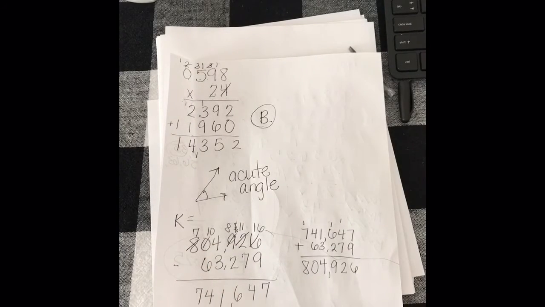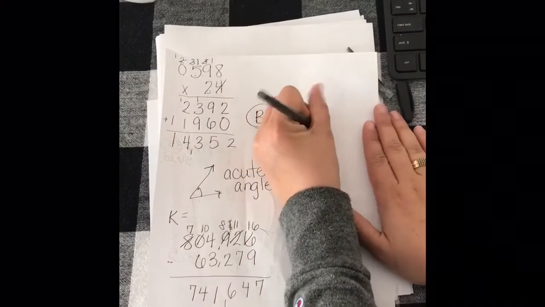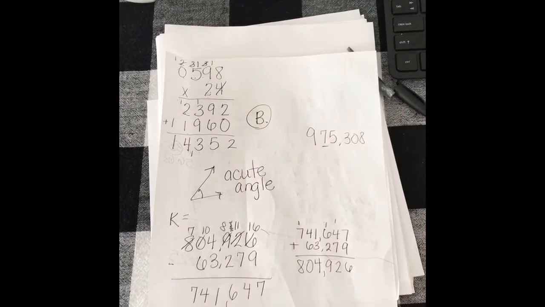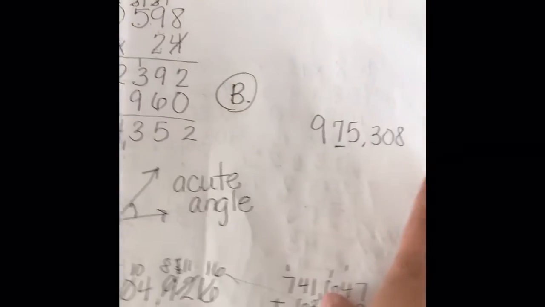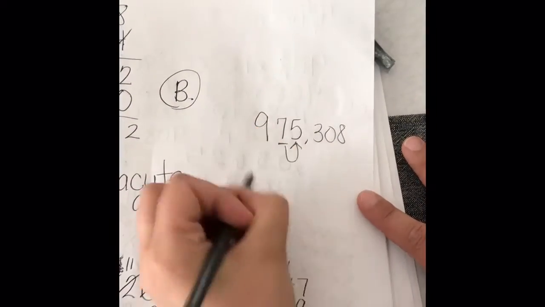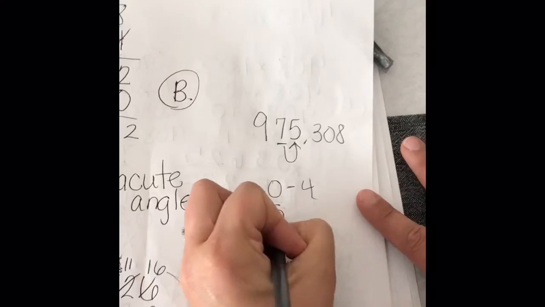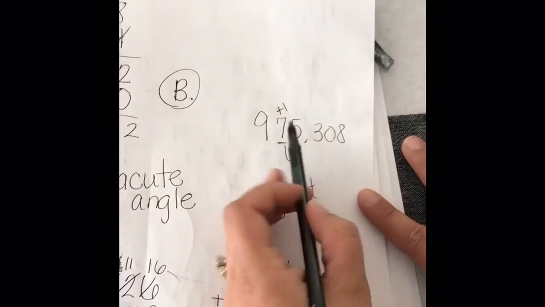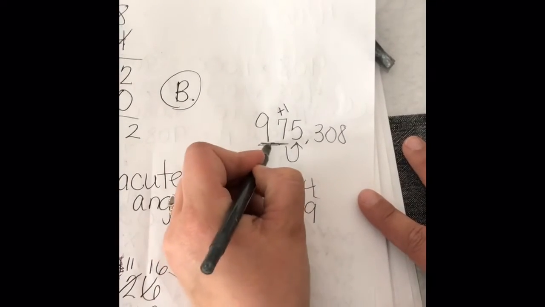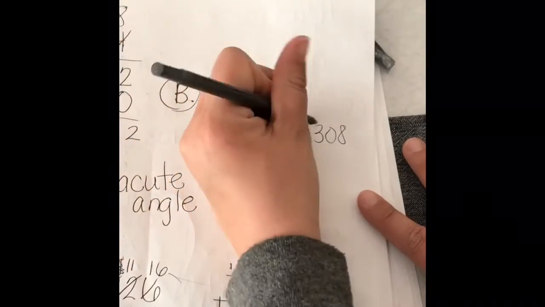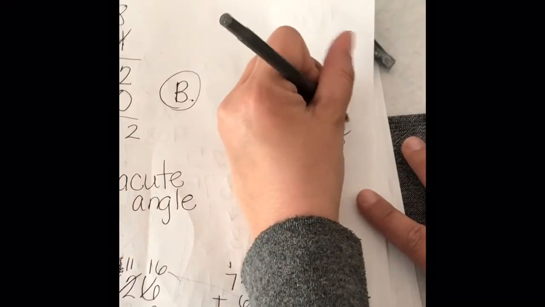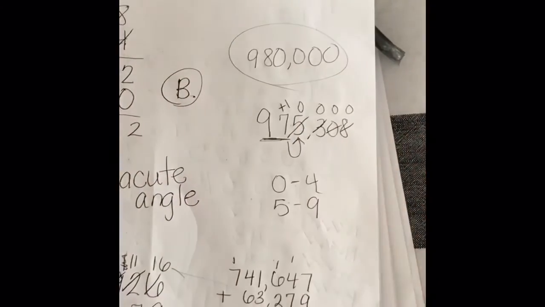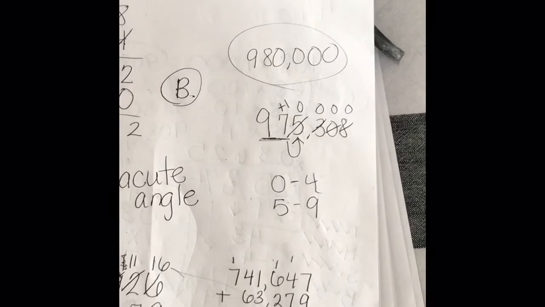Our last problem for today is round 975,308 to the nearest 10,000s place. So we underline our 10,000s place, and then we look to the right and we say the riddle: 0 to 4, stay on the floor, 5 to 9, climb the vine. Because it's a 5, we're going to add one more to that 10,000s place, and then the 900,000 stays the same. The ones after it all become zeros. So we know it's approximately 980,000. So that's our correct answer, rounded to the nearest 10,000.